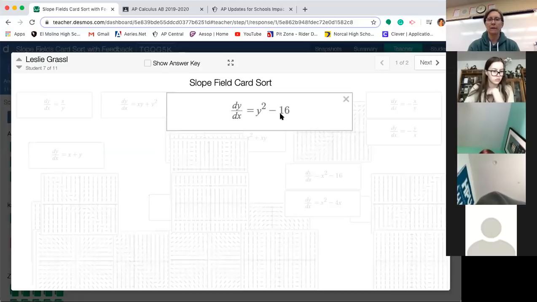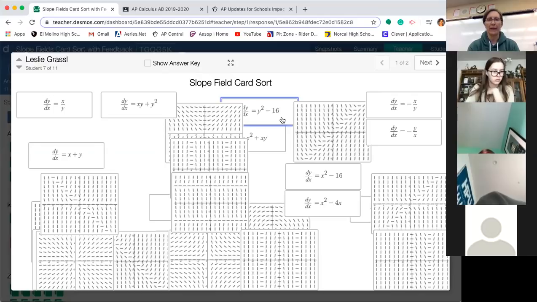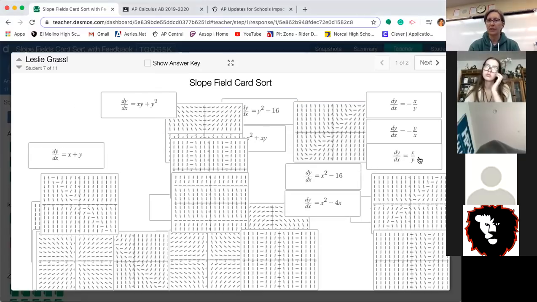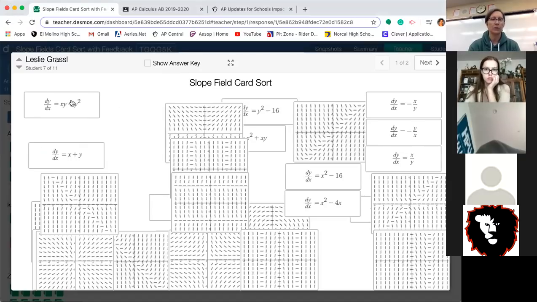This one up here has just the Y squared minus 16. And I think that's the only one that has Y but no X in it. So I'm going to start by doing that. I'm also noticing that there's a few of them that have the X and the Y in a fraction like that. So those look similar too. So I'm going to put them together also.